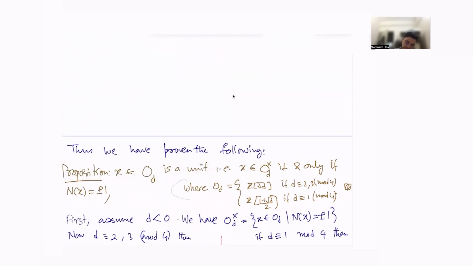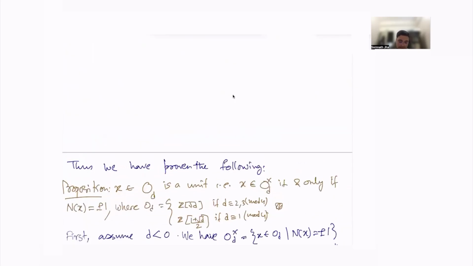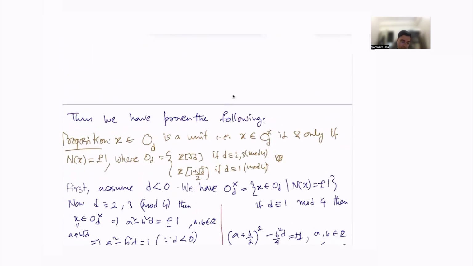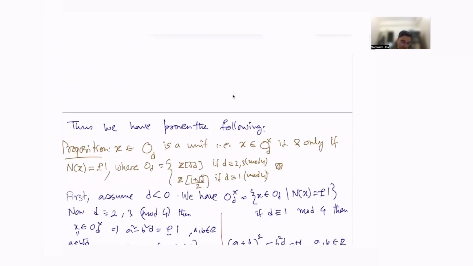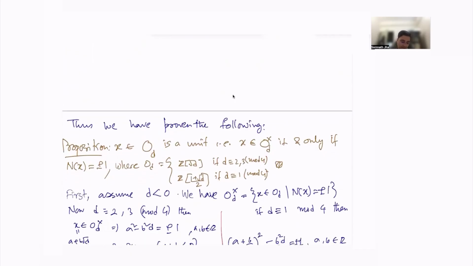Okay, so O_D is Z[root d] if d is 2 or 3 mod 4, and it is Z[(1 plus root d) by 2] if d is 1 mod 4. Okay, so anyway, now we want to calculate all norm 1 or norm minus 1 elements. Okay, so we have to calculate all of them.